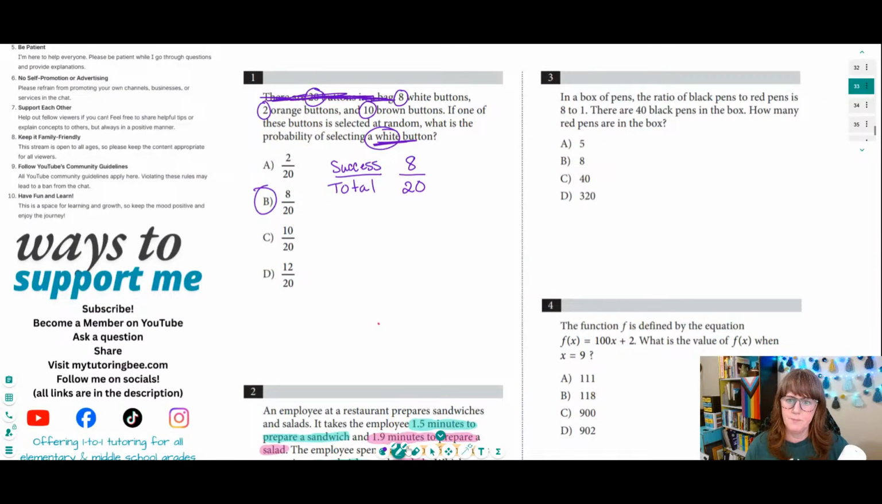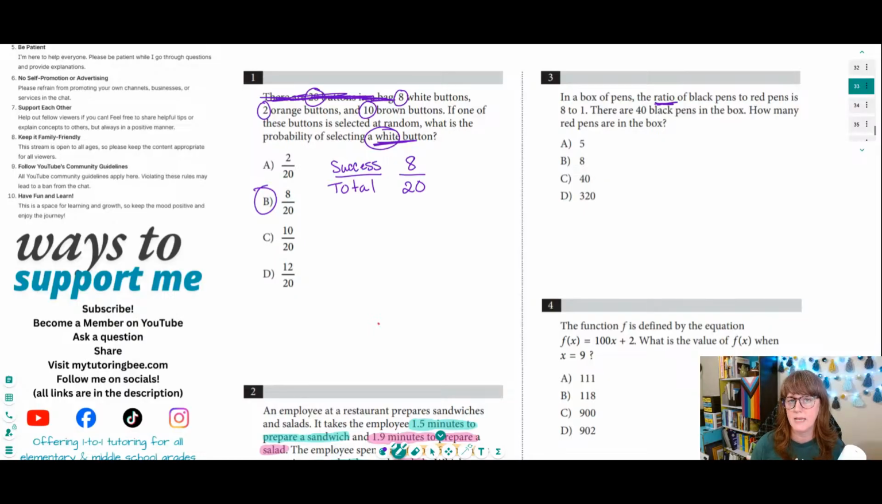Number 3, in a box of pens, the ratio of black pens to red pens is 8 to 1. There are 40 black pens in the box. How many red pens are in the box? A couple of different ways that we could look at this and solve this.